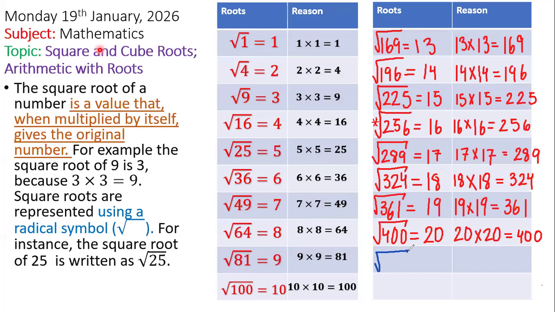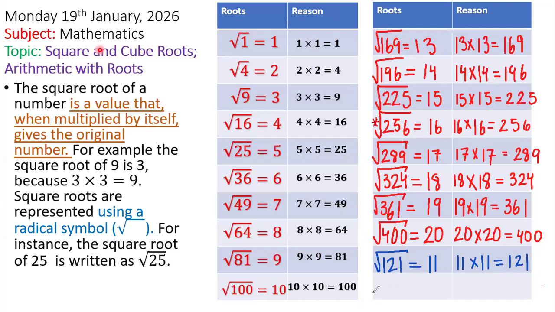So let's do 121. What is the square root of 121? 11. Why? 11 times 11 equals 121. Very good.